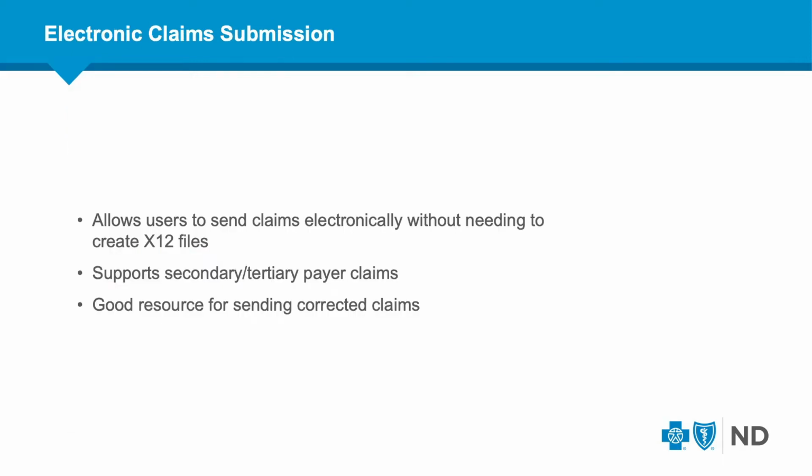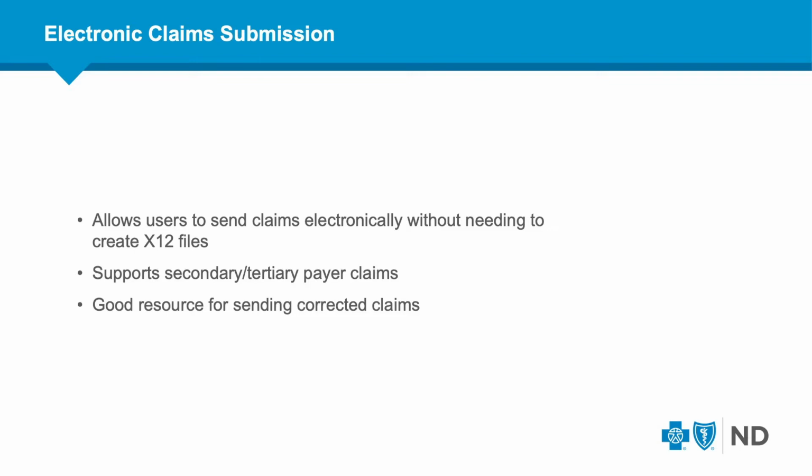The next functionality we're going to take a look at is electronic claim submission. And so, obviously, most of the claims that you send to Blue Cross of North Dakota, you're probably sending to us through a software that you have at your facility. This offers an alternate method in case you need it. We see this often used for like secondary or tertiary payer claims.